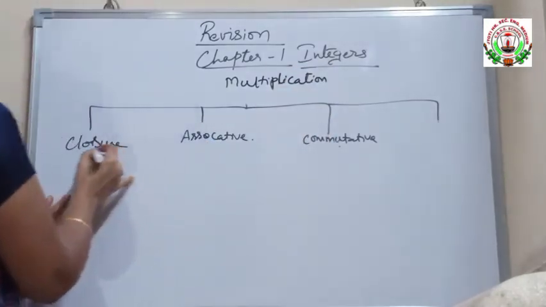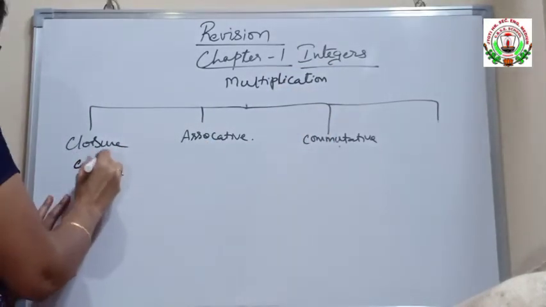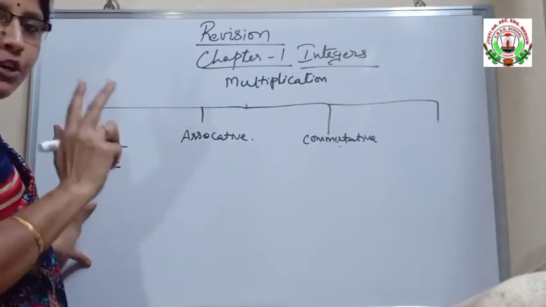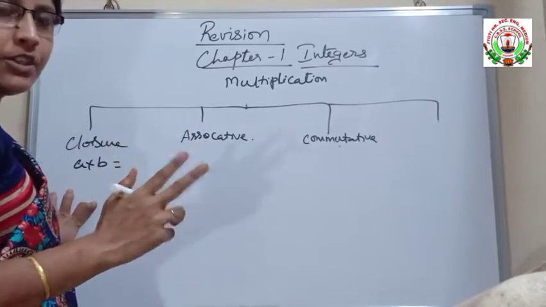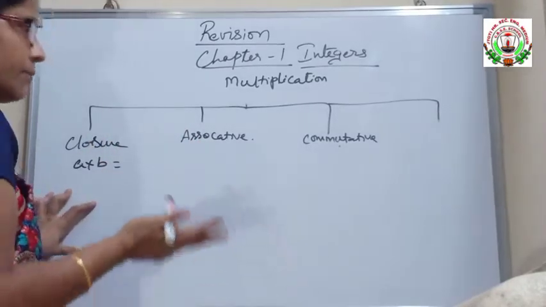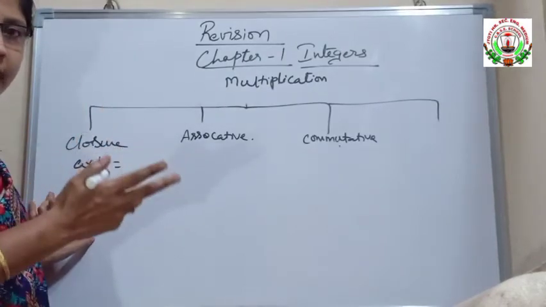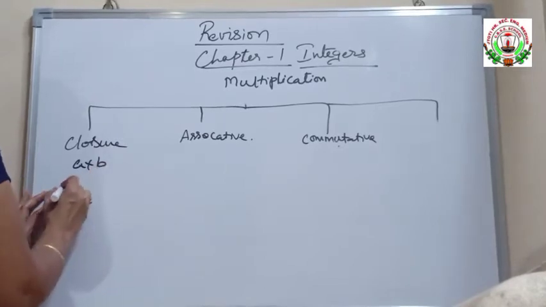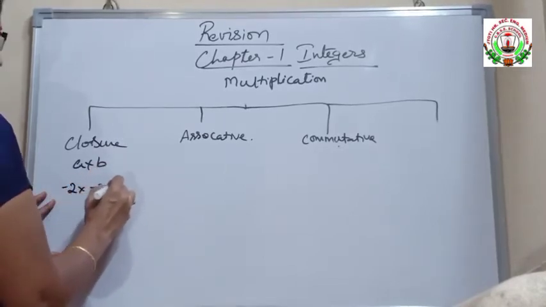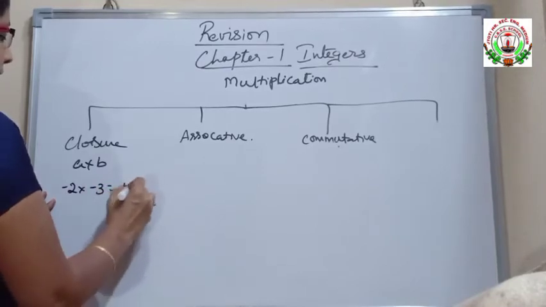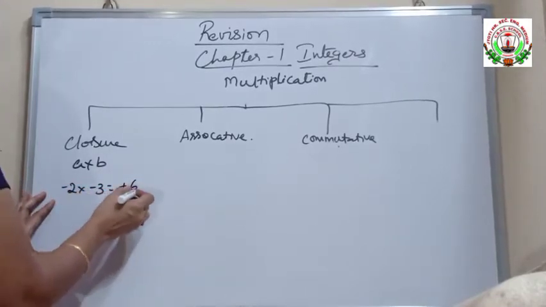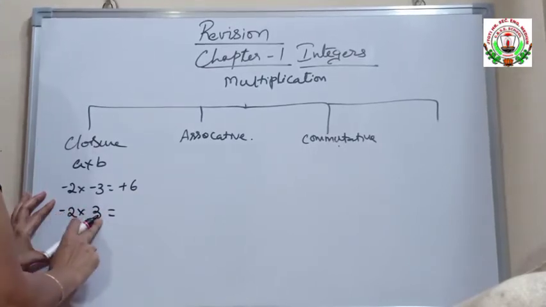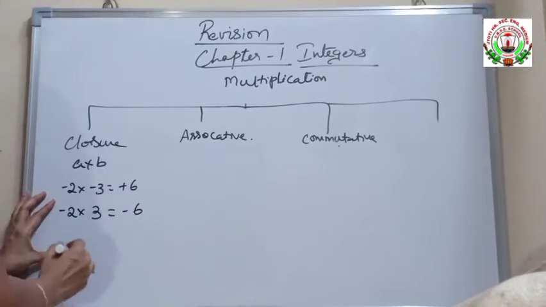Multiplication. Again it is closed under multiplication, because when you multiply any two integers, we are going to get an integer only. When you multiply two negative integers, we get a positive integer. For example, minus 2 into minus 3: minus into minus is plus, 2 threes are 6. When we multiply one negative and one positive, we get a negative integer.